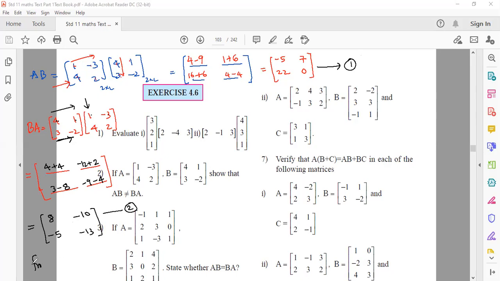So from 1 and 2, what's your conclusion? That AB and BA are not equal. But you can't conclude that they are always not equal. For some cases they may be equal also, in some cases they may not be equal. It depends on the matrix.